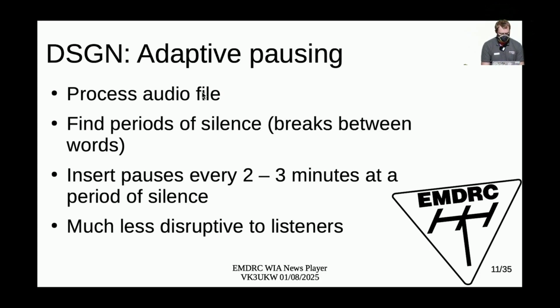Now, what you could do is add a pause after every word. That's obviously going to still be pretty disruptive. You definitely don't want to have a ka-chunk after every word. So you find those 2 to 3 minute intervals, and you insert pauses there. And that's the idea anyway, much less disruptive to your listeners and to the broadcast, and have the minimum amount of ka-chunking that is just required to make the whole thing work.